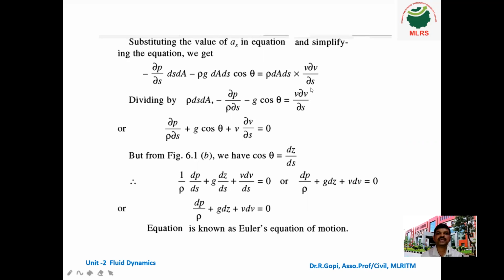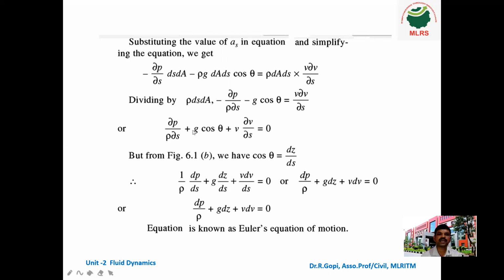So we can rewrite that equation like this. Substitute a_s is equal to v into dv/ds. Now I divide by the common terms, that means rho into ds dA. So what are the balance things? Minus ∂p/∂s, next minus g into cos theta, because this rho ds dA gets cancelled, and here also rho dA ds cancelled. The balance thing is v ∂v/∂s.